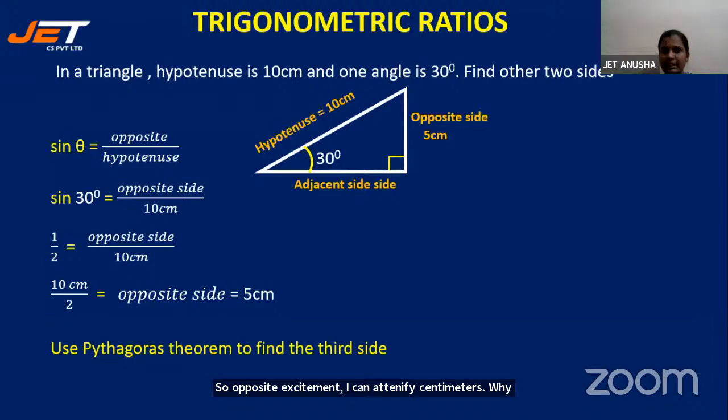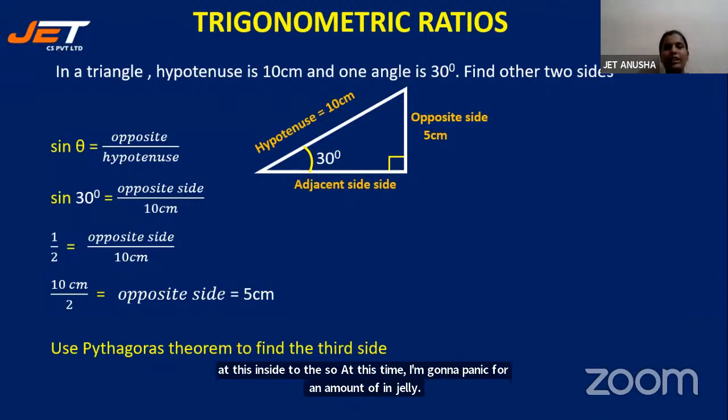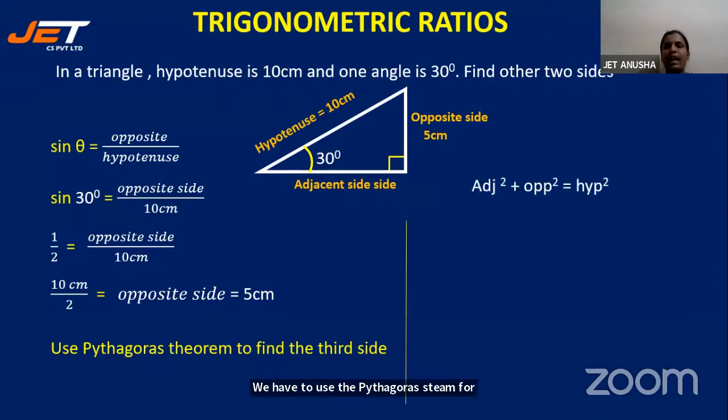To find the adjacent side, what do we have to do? We have to use the Pythagoras theorem formula, right? So adjacent square plus opposite square is equals to hypotenuse square. This is the formula, right? So adjacent side square plus opposite side square is equals to hypotenuse square, right?